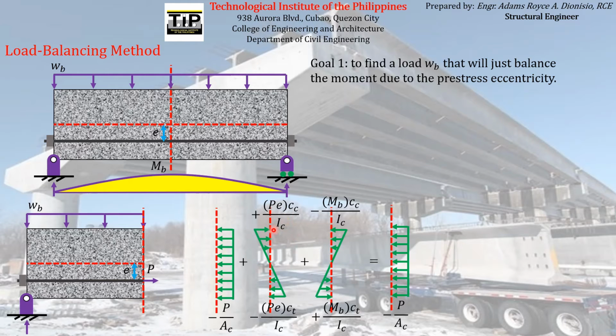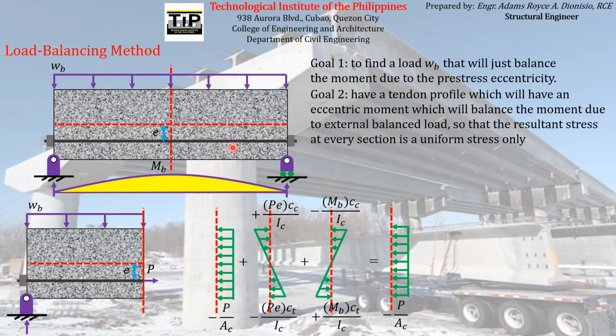The flexural stresses that are induced by the eccentricity of the pre-stress force will not cancel out each other. So the total stress that will act on that particular section will not look like this. It will not be a uniform stress, which is the goal of the load balancing method. So that is our main problem here for this particular condition, for having a tendon or pre-stressing reinforcement with constant eccentricity. So now to address that difficulty, we will have our second goal.